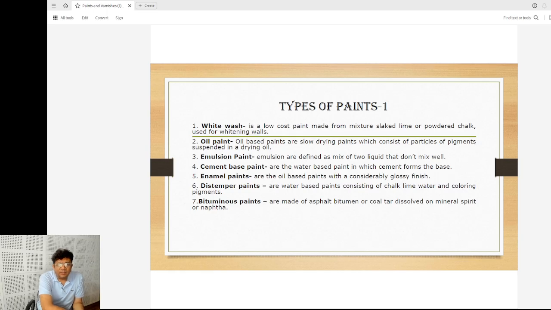Then there are oil paints. Oil paints are basically done on a wall which has more durability as compared to the whitewash. Then the best quality paint is an emulsion paint. Emulsion paints, in the market we generally call it plastic paint. Emulsion paints are more durable and give an even surface, and the life of a good emulsion paint is something around 3 to 5 years.